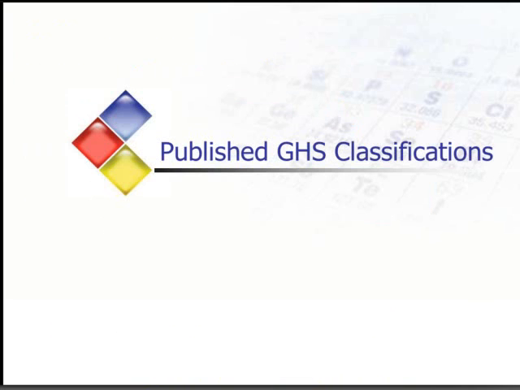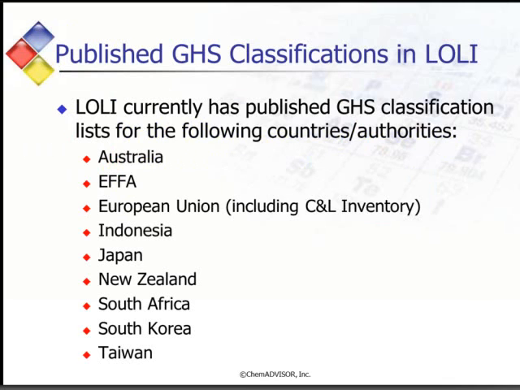As mentioned, LOLI also includes published GHS classifications. The following countries have published substance-specific GHS classifications: Australia, EFSA, the European Flavor and Fragrance Industry Group, the European Union, Indonesia, Japan, New Zealand, South Africa, Korea, and Taiwan. For the European Union, LOLI includes the classifications according to the CLP, as well as the CNL inventory joint entry classifications.